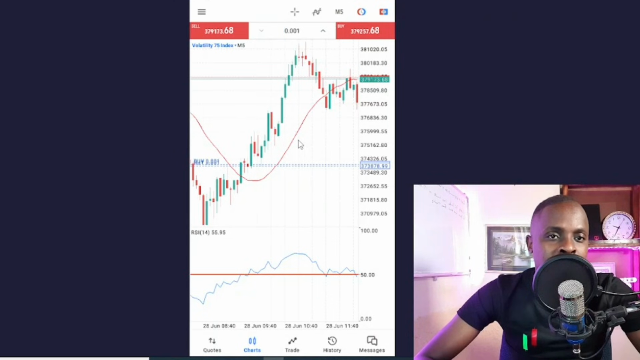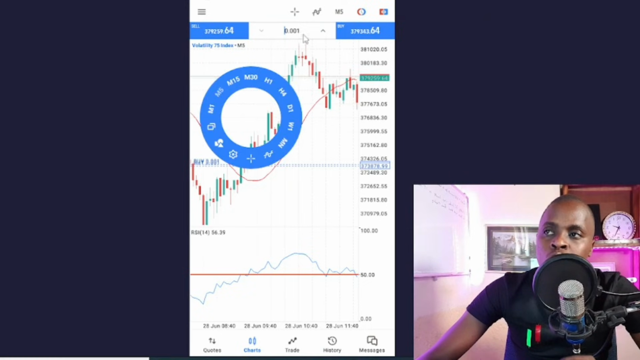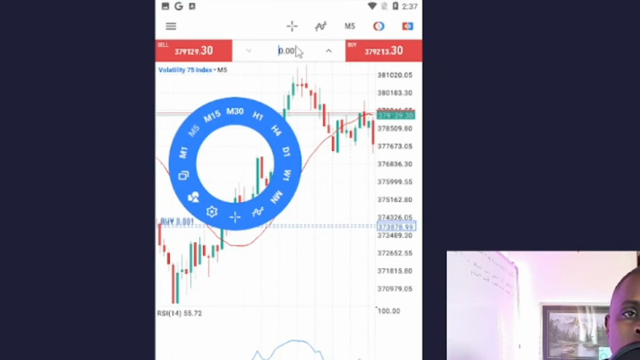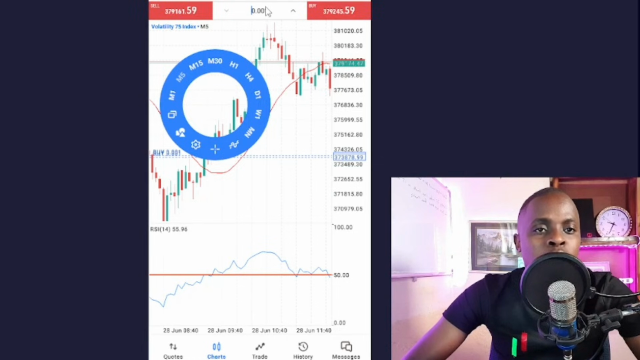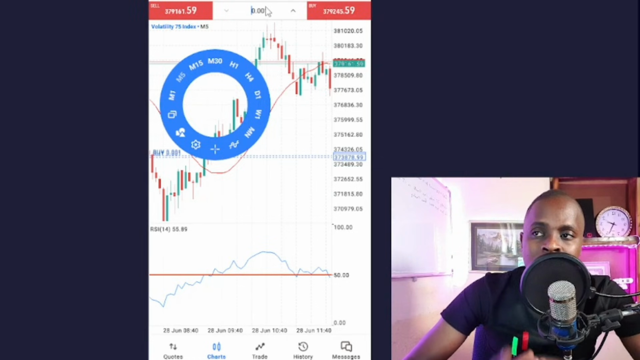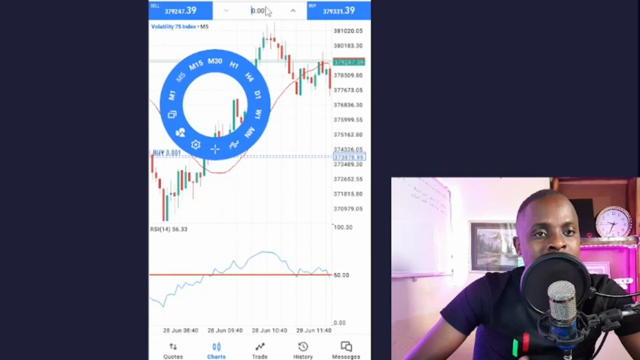Why? Because I think there are two reasons for that. Number one, Volatility 75 index allows you to use a very small lot size of about 0.001, which is the nano lot. You have the smallest margin, which means if you are trading Volatility 75 index, you can trade it with less than $5 or even $1 in your account.